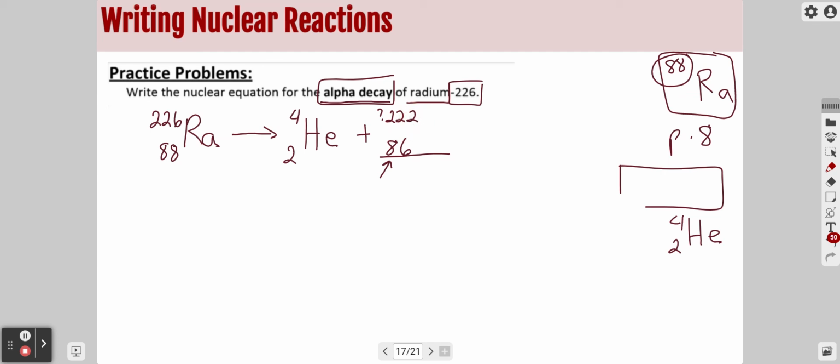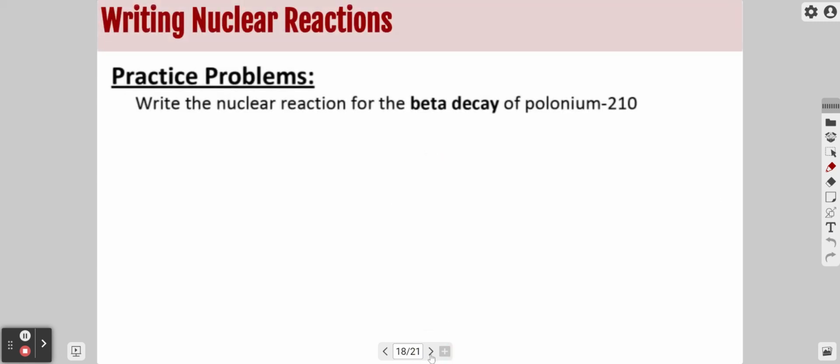So what symbol do we write, though? This is always the trickiest part. Look at the atomic number. That determines it. So look up 86 on your periodic table, and you will see that we are talking about, where are you, 86? Radon, Rn. Okay, all right, so that would be done. That would be your nuclear equation for that practice problem.